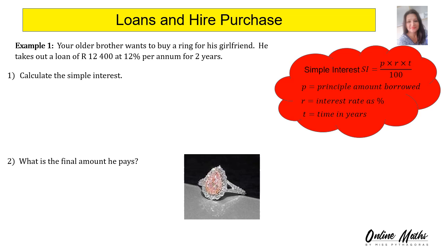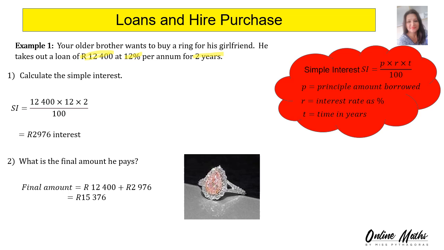So let's start with example 1. Your older brother wants to buy a ring for his girlfriend. He takes out a loan of 12,400 Rand at 12% per annum for 2 years. Number 1, calculate the simple interest. So we write down the formula, and into the formula it is P's value 12,400 times the rate 12% times the time 2 years over 100 is equal to 2,976 Rand interest.